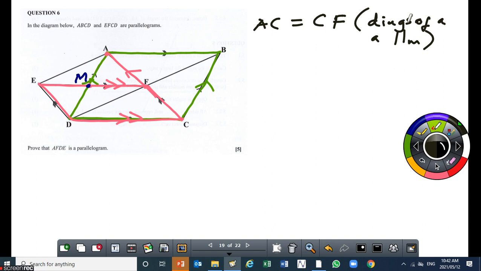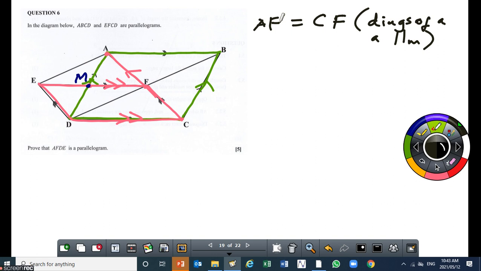AF is equal to CF. Sorry, it's not AC, it's AF. AF is equal to CF. Do you agree with me on that? The reason is because the diagonals of a parallelogram bisect. Because we are told that ABCD is a parallelogram, therefore that's true.